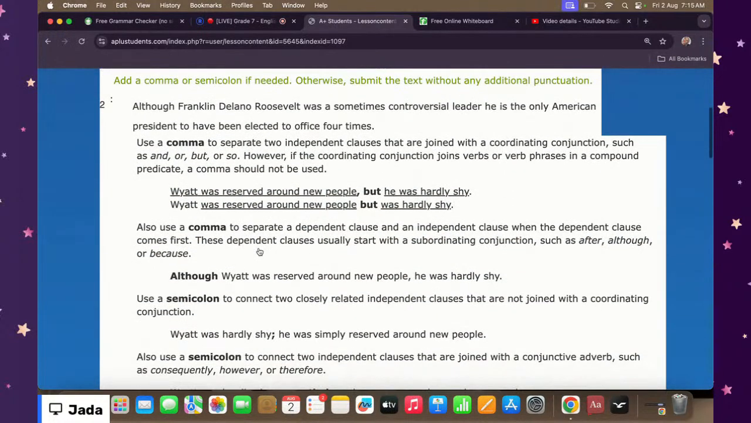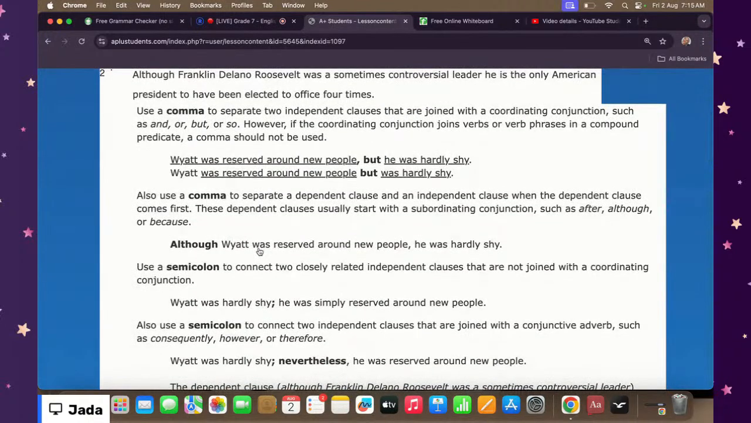Alright, first let's understand how we can use commas. Use a comma to separate two independent clauses that are joined with a coordinating conjunction such as and, or, but, or so. If we say independent clause, we mean clauses that could stand on their own without any other addition. The sentence already makes sense. So it is joined by a coordinating conjunction, so you have to use a comma to separate them. The comma comes before the coordinating conjunction.